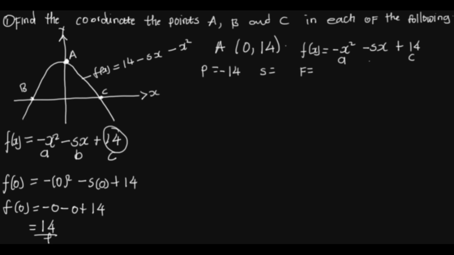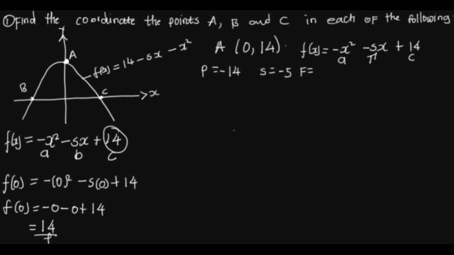Then the sum is just the value of b. So our sum is negative 5. Then from there, we need to find the two numbers that if we multiply them, we get negative 14, and if we add them, they give us the value of negative 5.